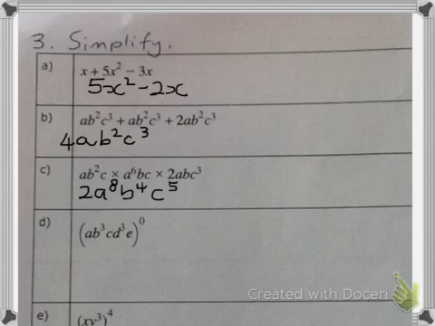Now for d, almost anything in the whole world to the power of 0 equals 1. And that is the answer. And that's actually something that you just sort of need to know.